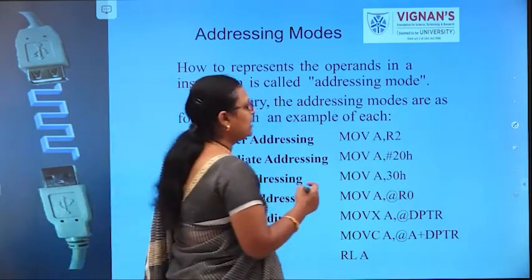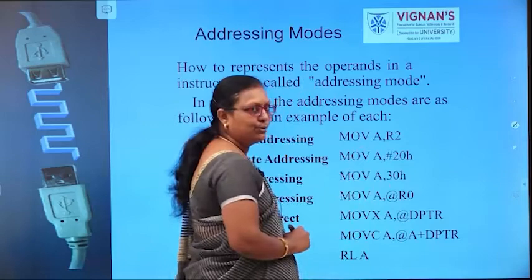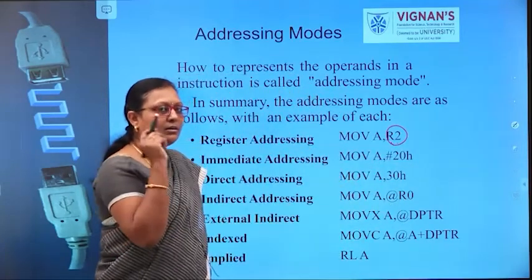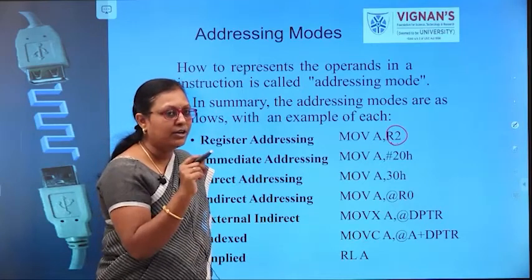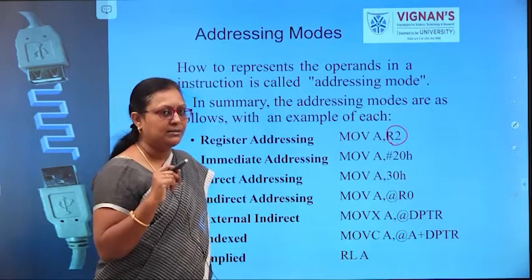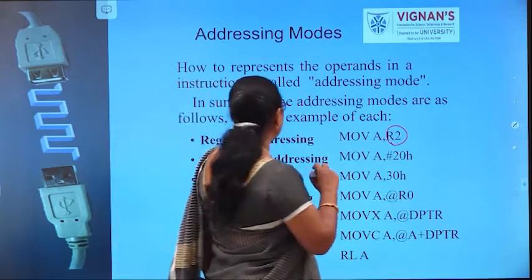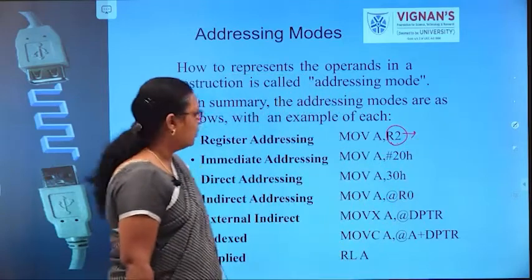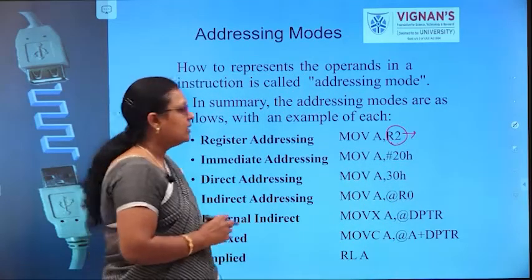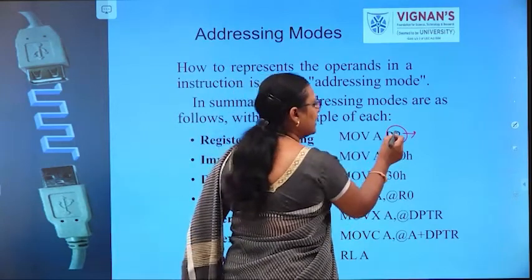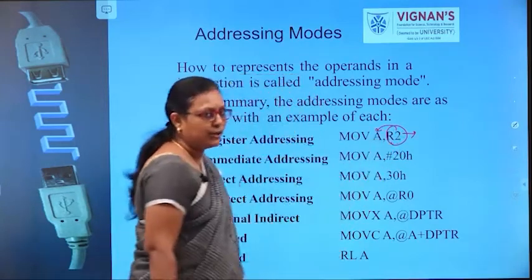Okay. So when you are taking MOV A, R2, R2 is nothing but the register where your data will be present. Understood? This is the register addressing mode. Register addressing mode means in this register R2 your data will be present, so that data has to be moved to the accumulator.